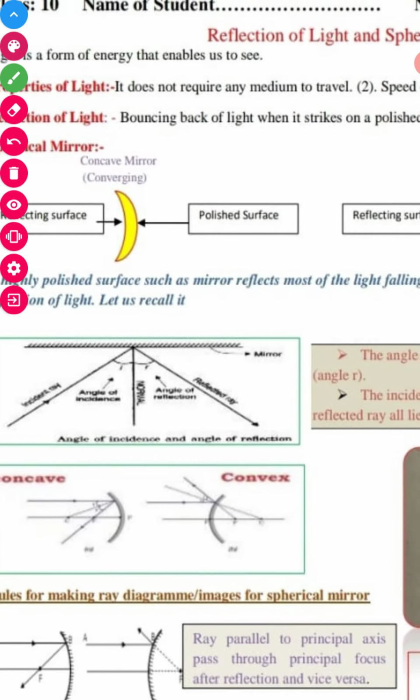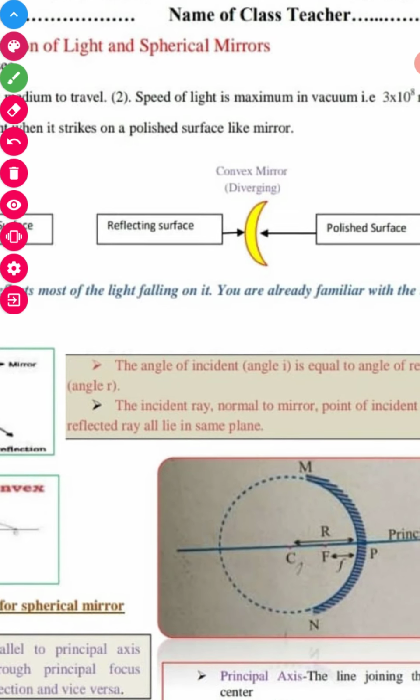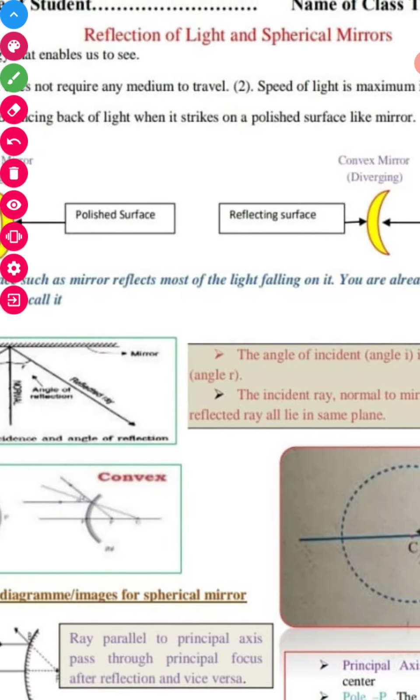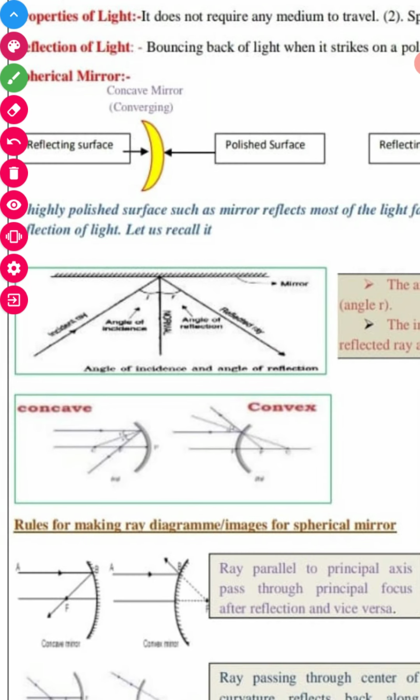A polished surface through which a mirror reflects most of the light falling on it. You are already familiar with the laws of reflection of light. Like, which are the laws of reflection of light?